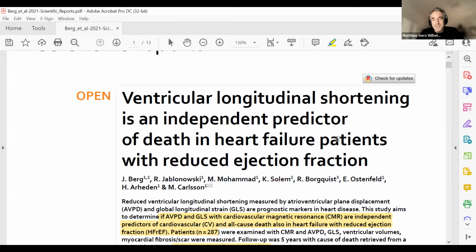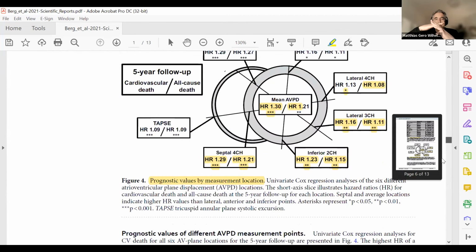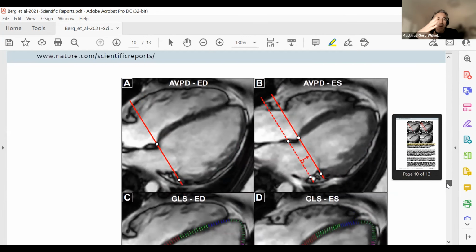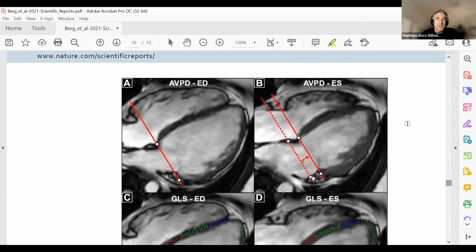The question I have is, and I encourage everybody, if there are questions, just type them in the chat, and we will address them. So the AVPD, you also mentioned the term MAPSE, so in echo it has been used, just the motion of the valvular plane. Isn't that subject to whether you correctly angulate your slice to the valve plane? I could imagine that if you angulate it slightly differently, then the measured difference may actually change even disproportionately. So do you think that is a problem?